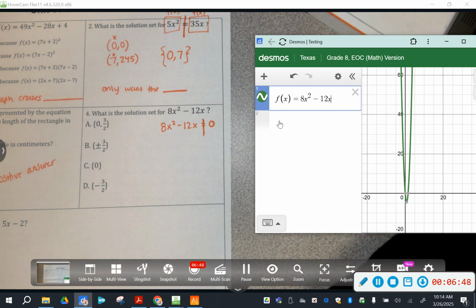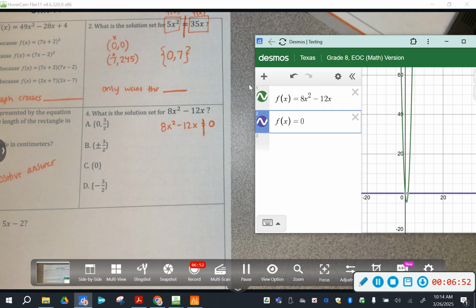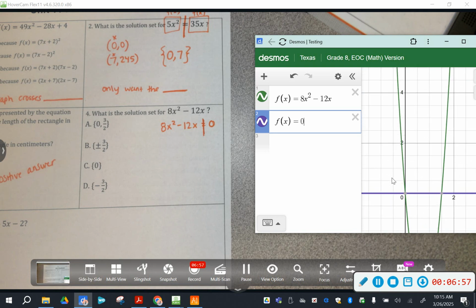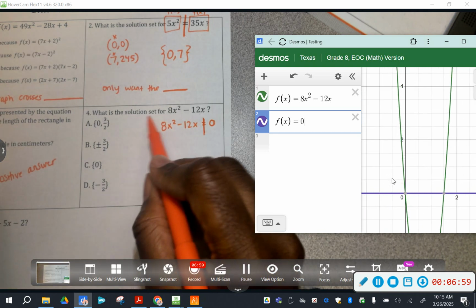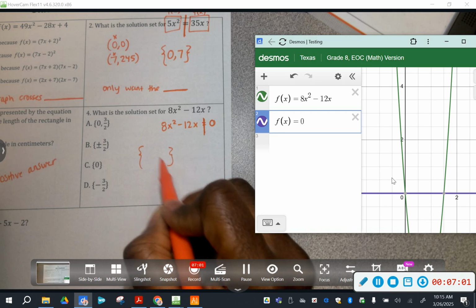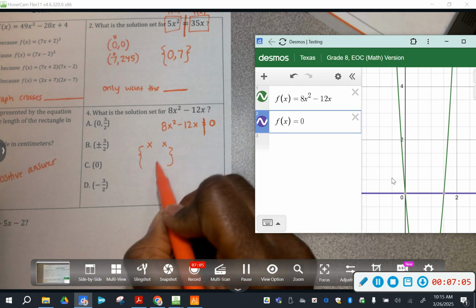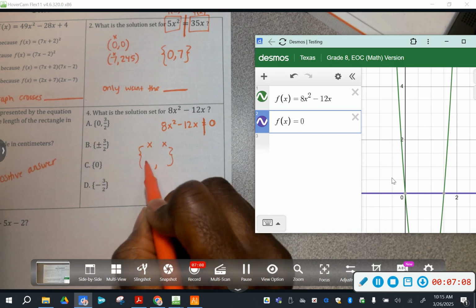Now I'm going to keep typing. For my other function, I'm going to start typing. It's just y equals 0. And then if you zoom in, you will be able to see your solution set. The solution set means you're only caring about, only want the x's. So in your little brackets, there should be 2 x values.